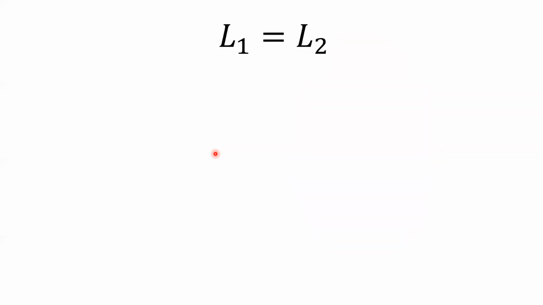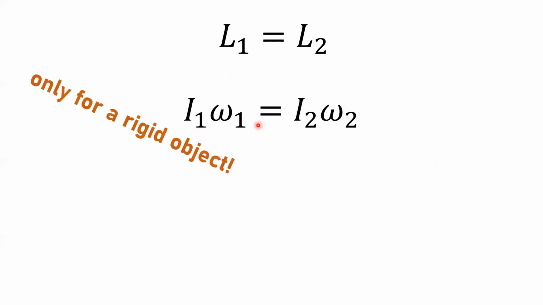Well, if we're talking about a rigid object, remember, a rigid object rotating about a fixed axis, this is our formula for angular momentum. I have to emphasize that repeatedly. You can only use this formula for L total if you're talking about a rigid object rotating about a fixed axis of rotation.